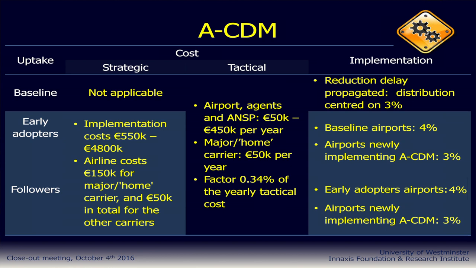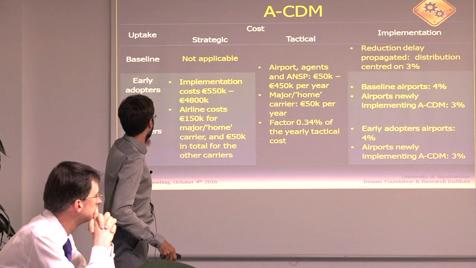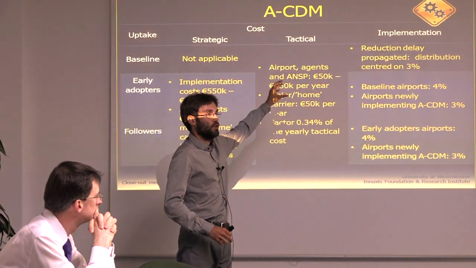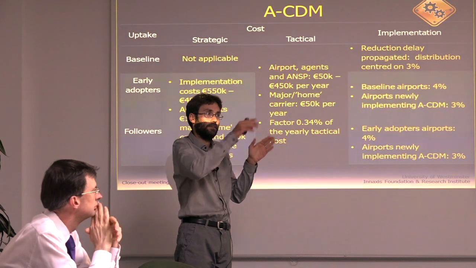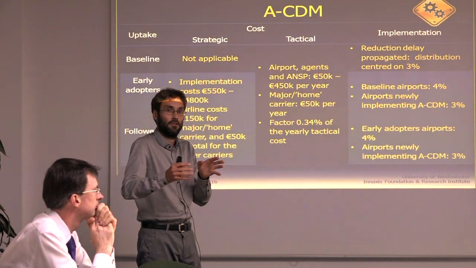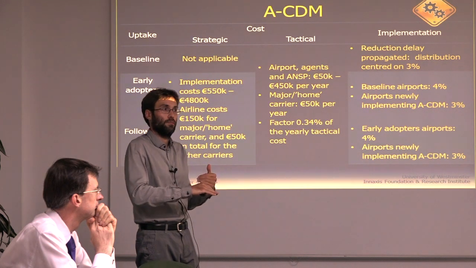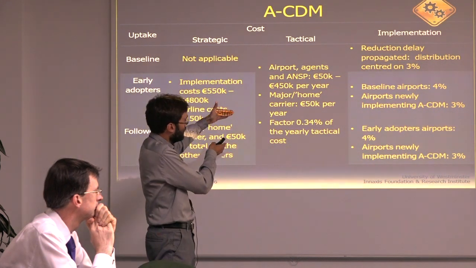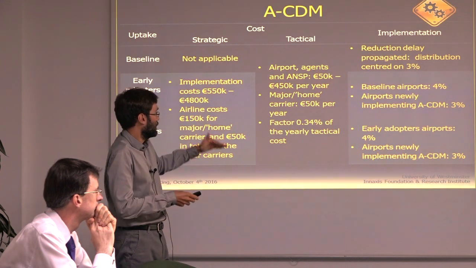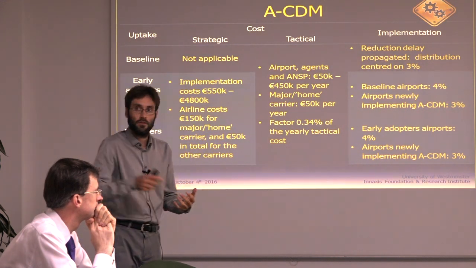For ACDM, by looking at some literature, we have seen that one of the benefits of adding ACDM is that the reactionary delay may be reduced, and that reduction has been estimated between 3 and 4%. So in the baseline case, we are assuming that the airports implementing ACDM achieve a reduction of on average 3% in the propagation of delay when we have reactionary delay at the airport. When we move to the early adopters, we are assuming those airports enhance their operations, moving from a 3% reduction to a 4% reduction. And the new airports that are incorporated will start at 3%. Then when we move to the followers, those early adopters will enhance to 4%, while the new airports will go at a 3% reduction of the reactionary delay.